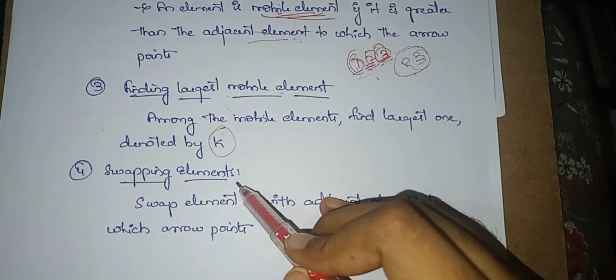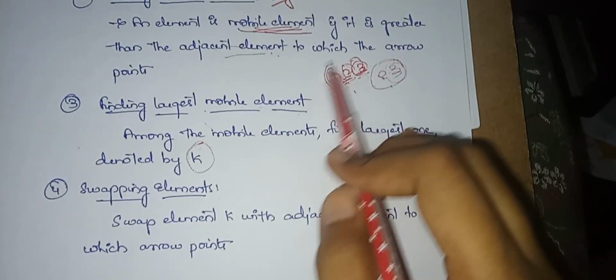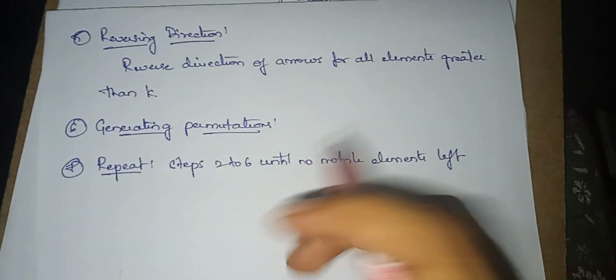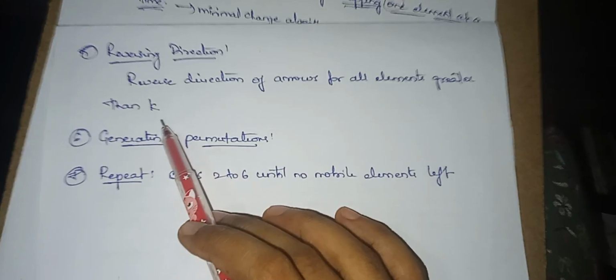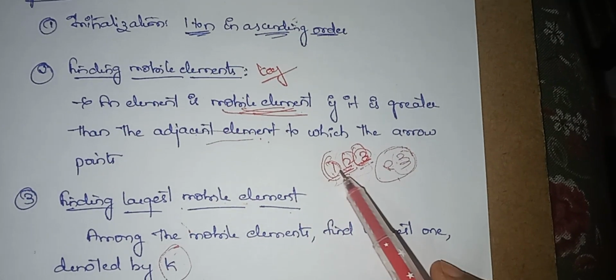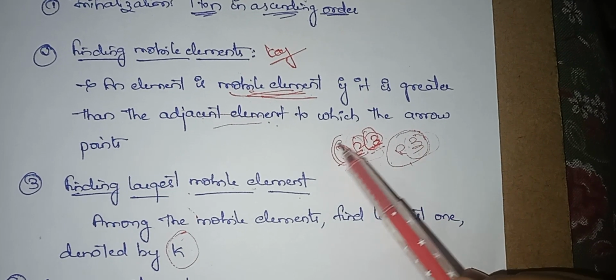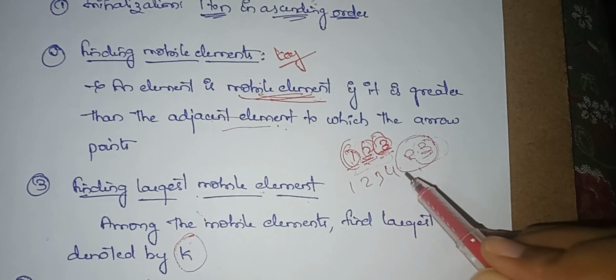Once the largest mobile element is identified, you have to start swapping the elements present in the given input. The fifth step is reverse direction. So reverse the direction of arrows for all the elements greater than k. For example, in this given input I have got the greatest element as 3. Suppose there is a larger element than 3, so for example consider 1 2 3 4 or whatever it is.